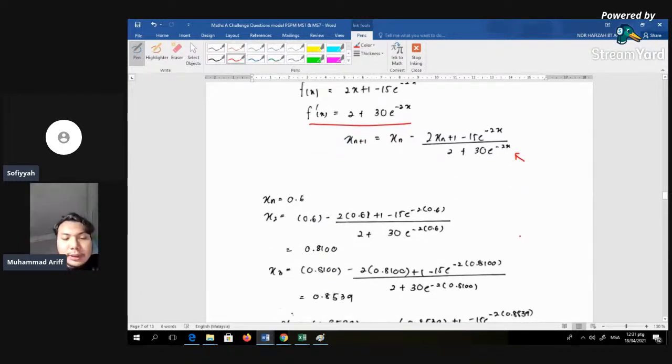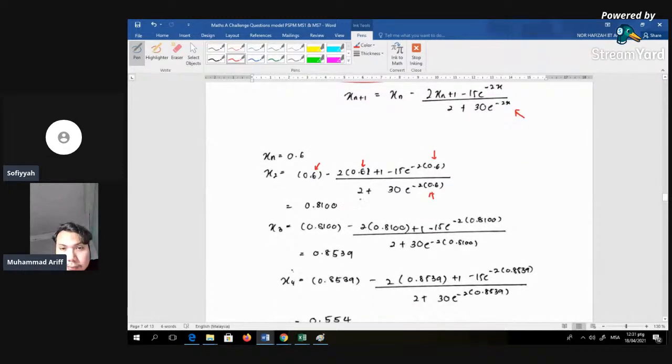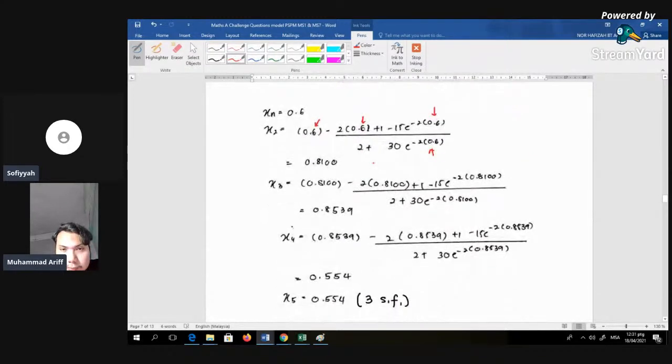So untuk initial dia, kita dapat X1 sama dengan 0.6. So untuk mendapatkan X2, kita masukkan nilai 0.6 dalam formula. Dan untuk X2, kita mendapat 0.8100. Dan untuk X ketiga, kita masukkan jawapan untuk X kedua tadi, 0.8100 ke dalam formula tadi. Dan kita dapat 0.8539.